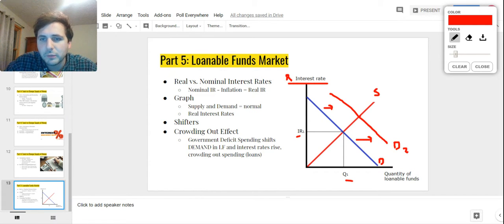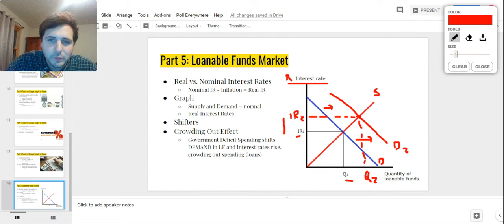When that demand shifts right, it kicks up our interest rate and up our quantity. When that interest rate rises, we know it has an inverse relationship with investment. So interest rate goes up, investment goes down. And so by the federal government buying goods that they can't afford, they actually crowd out private investment. Businesses are less likely to invest.